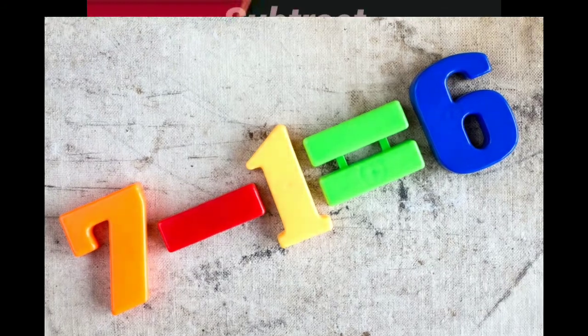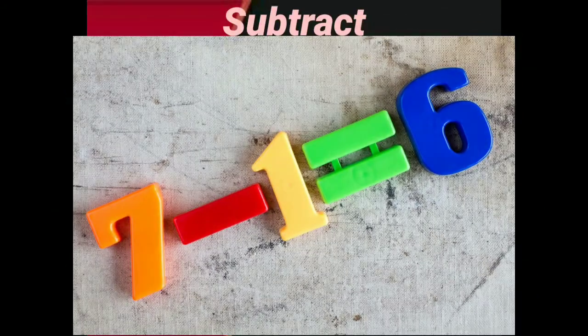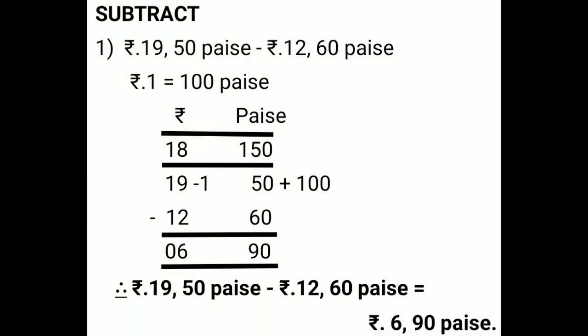The next sub-question is subtraction, wherein you will be expected to carry out subtraction between the numbers using the given units of measurement. So let's begin with sum number 1: 19 rupees 50 paise minus 12 rupees 60 paise.